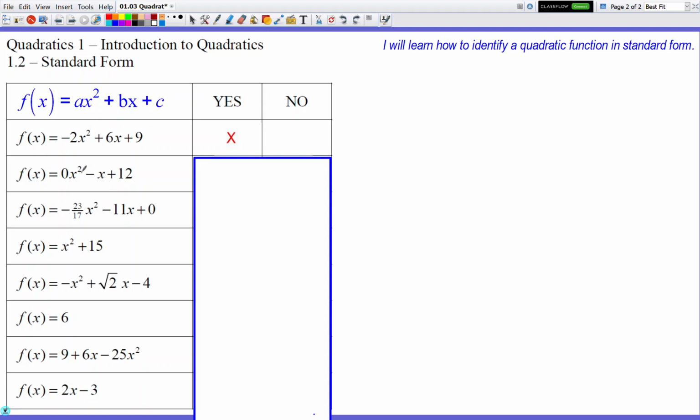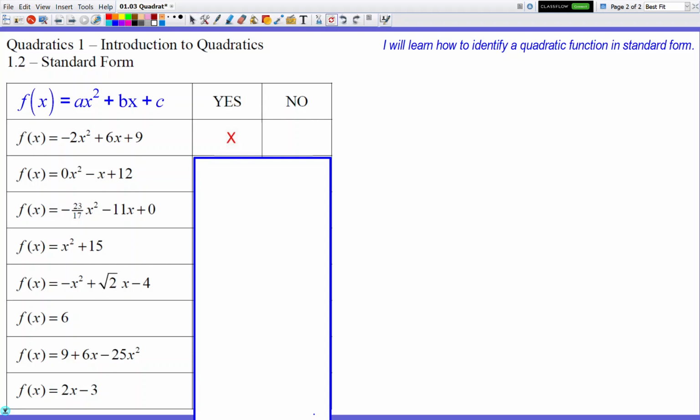So when I multiply by 0 and x squared, the entire front part of this equation disappears. Is x squared present in my equation anymore? No, it's not present anymore. Because it's not present anymore, we can no longer call this a quadratic function. This is now a linear function because it's x to the first power. So this is no longer a quadratic function, so we must mark no.